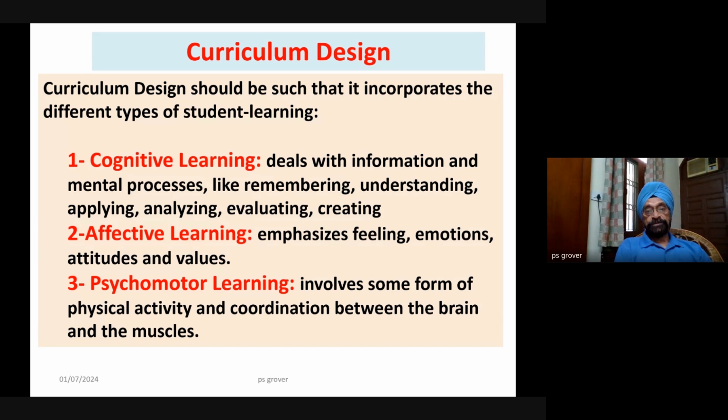Now, the curriculum design should be such that it incorporates different types of student learning. See, student learning is not only cognitive. Cognitive learning deals with mental processes like remembering, understanding, applying, analyzing, evaluating, and creating. These are knowledge-based, knowledge-oriented learning. Please remember, effective learning emphasizes feeling. We as human beings have feeling. Students have feelings, emotions, attitudes, and values.